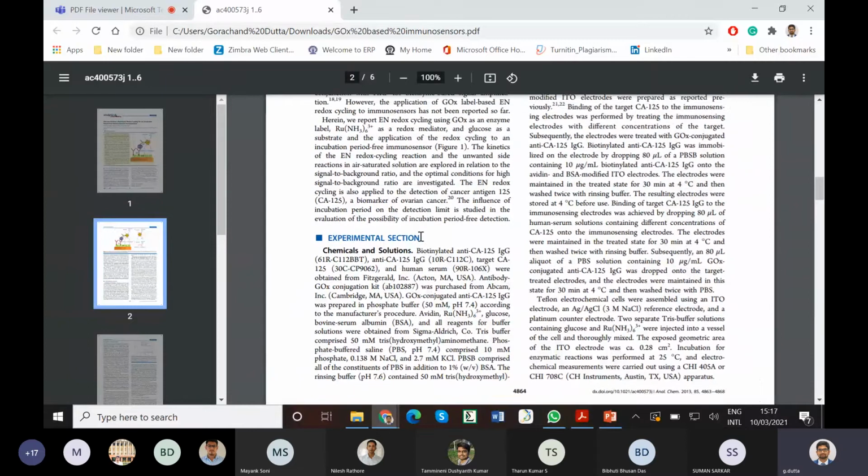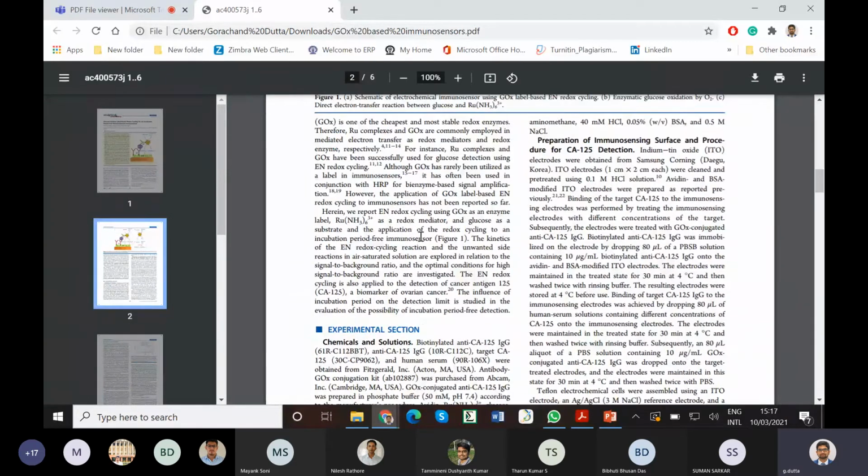Okay. So after the introduction, then you can go to the preparation of the immunosensor. You can come here also, to see how they prepare the sensor one by one. This is basically the experimental procedure.